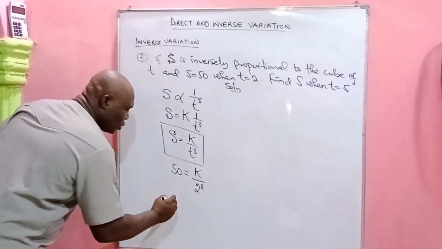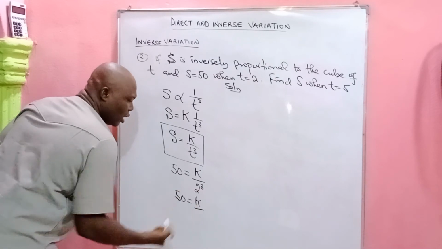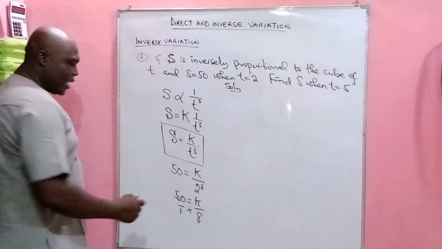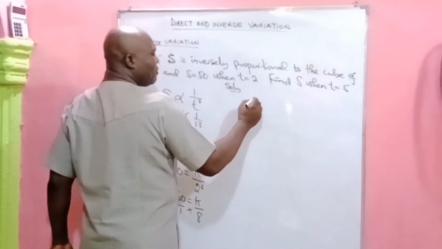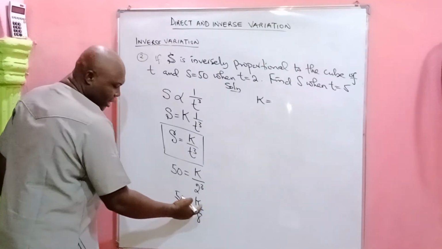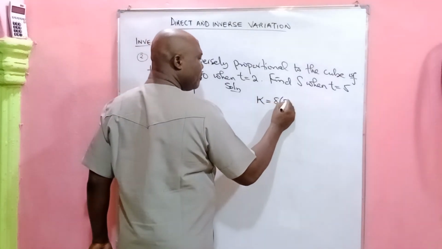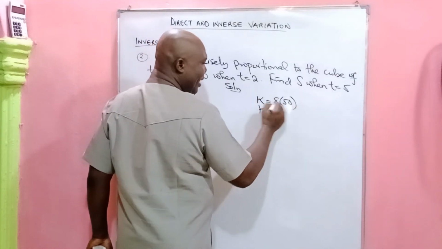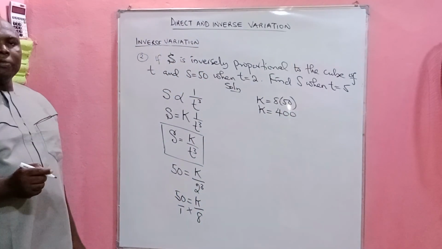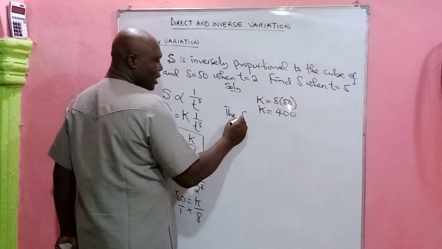So 50 is equal to k all over 2 raised to the power of 3, which is 8. So we'll make this over 1 and cross multiply. K times 1 will definitely give us k is equal to 8 times 50. 8 times 50 will give us 400. So having k to be 400, we'll substitute the k here.